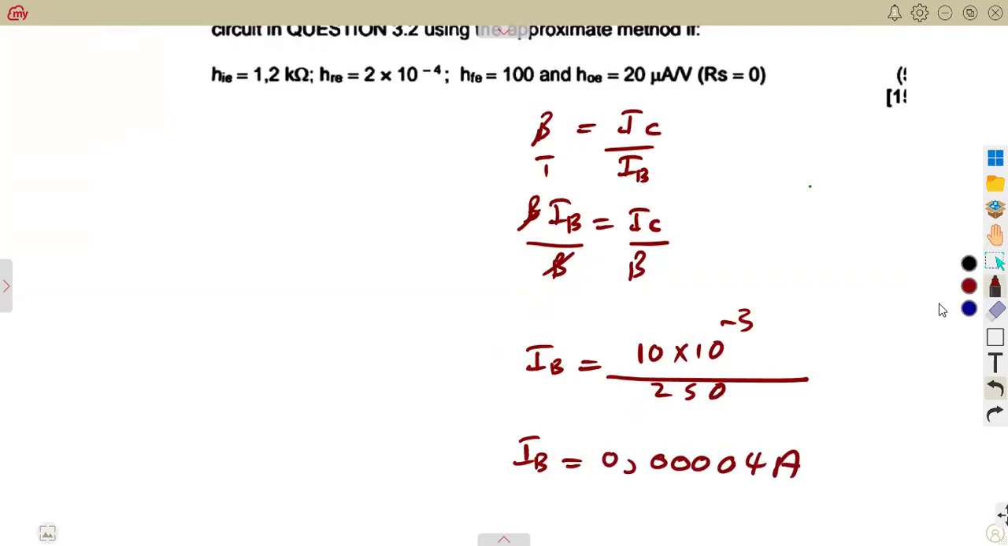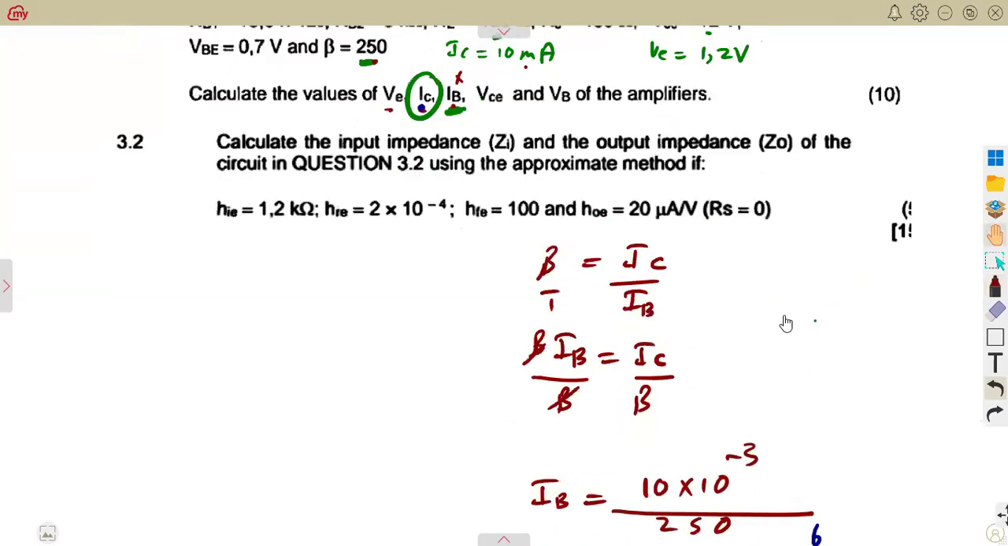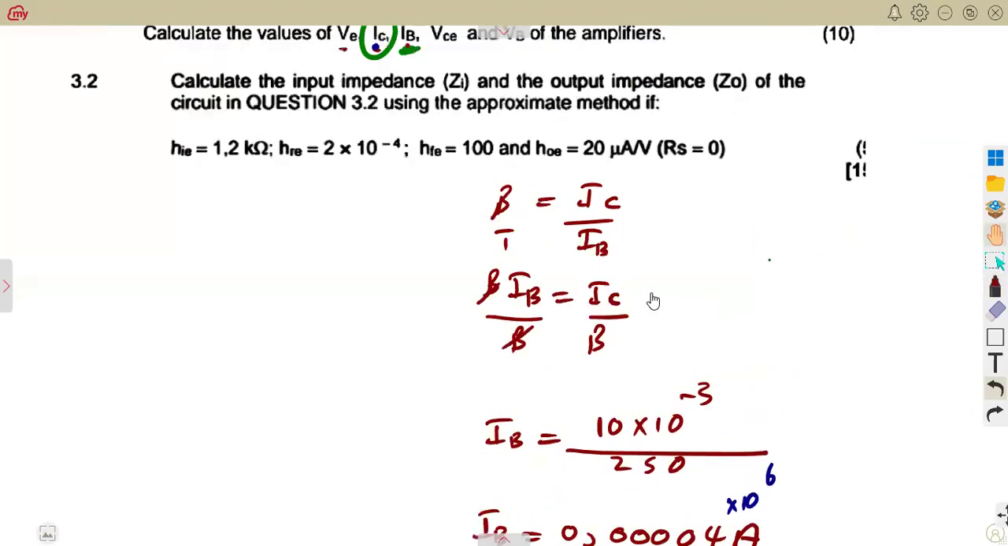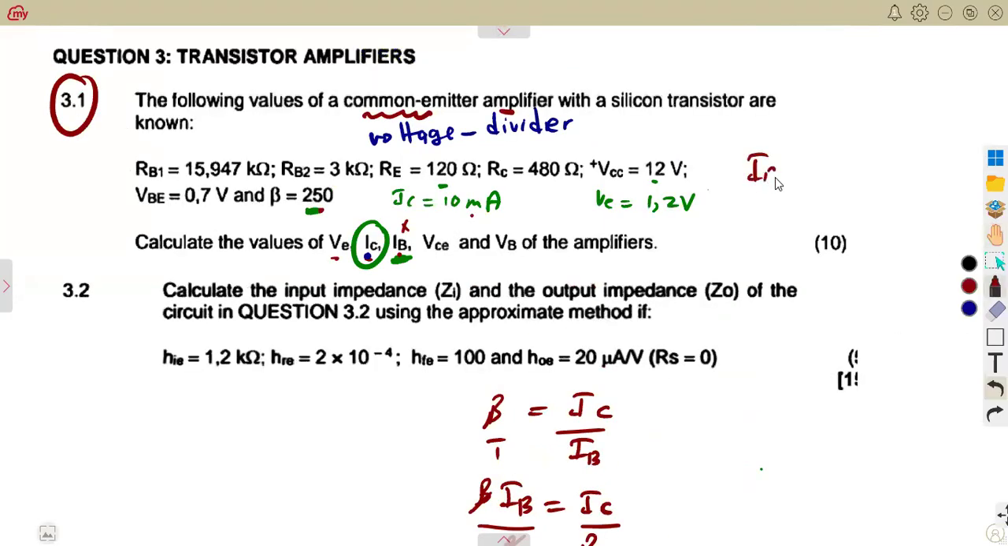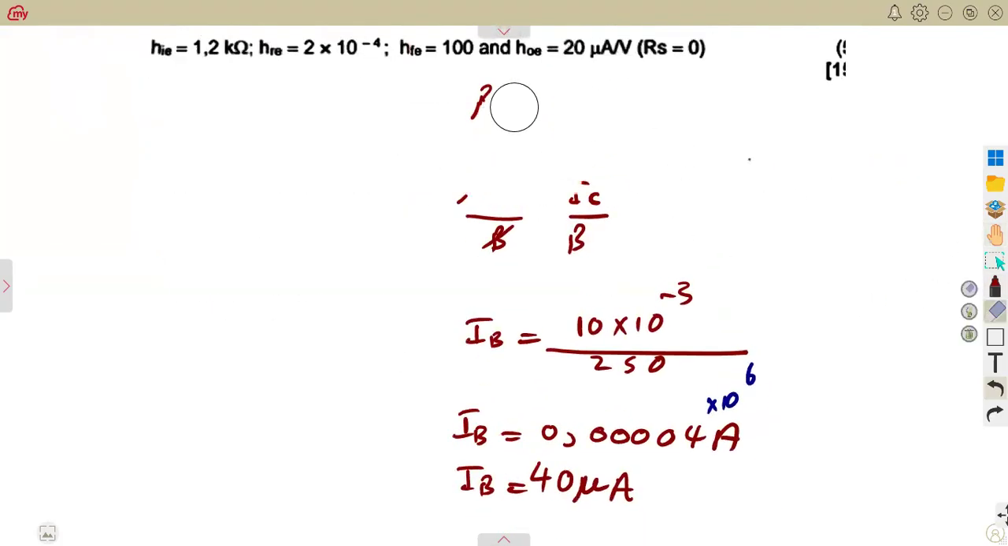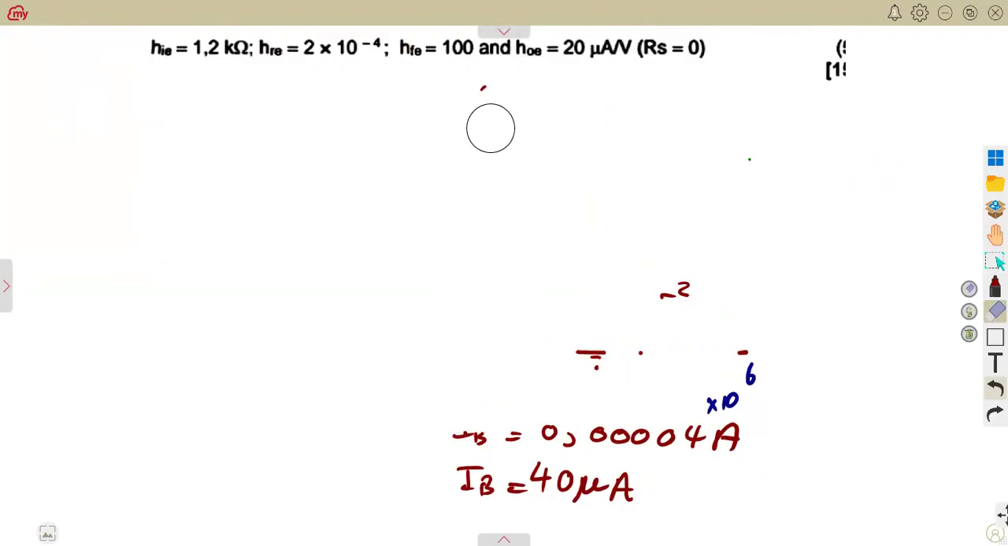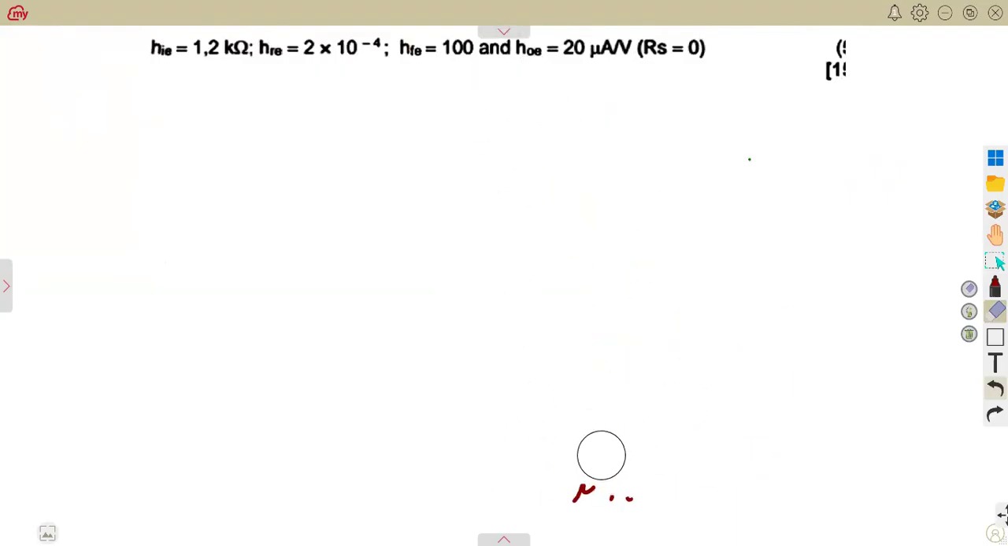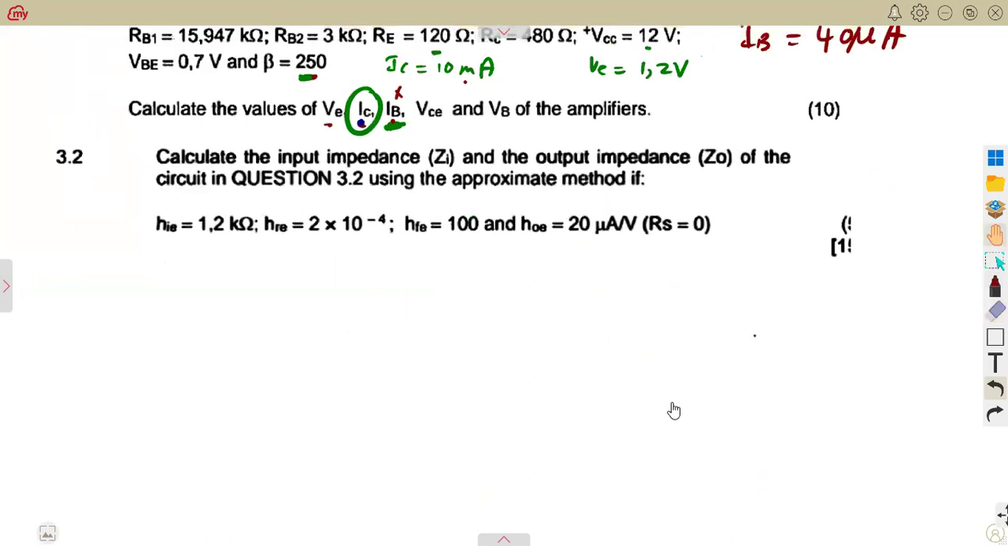0.0004 amperes, which you can just convert to microamperes by multiplying by 10 to the exponent of 6. It gives us an answer of 40 microamperes. So that's our IB in that case, right? So you can just calculate it from the beta there. So IB, have it. In case we'll need this current, we can simply relate to that one that we calculated. It can be used to calculate any other value in case it is required.